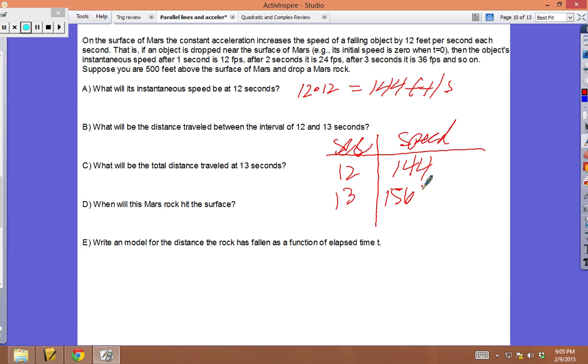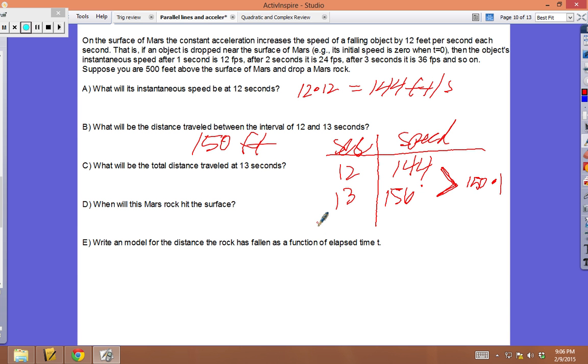Speed is 156. So I'm just curious about this interval right here, the distance. And the distance is the speed times the time. But the speed is changing. But because the speed is changing at a constant rate, we can take the average speed. So the average speed of 144 and 156, I think, is going to be 150. So if I take that average speed and times it by time, which is just 1 second, the distance traveled just between the 12th and the 13th second is going to be 150 feet.